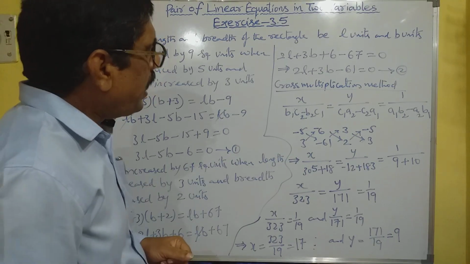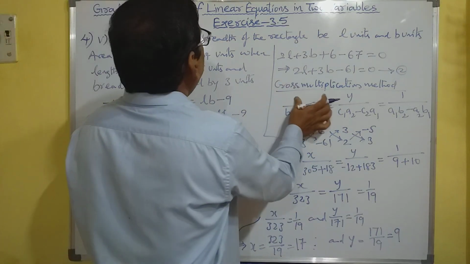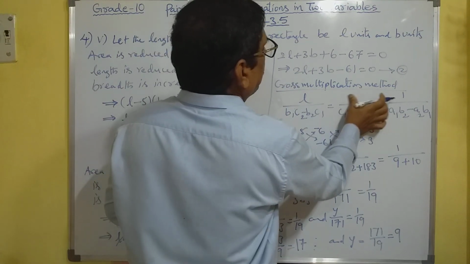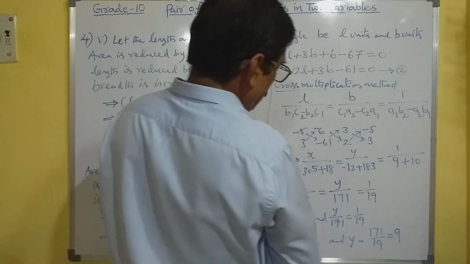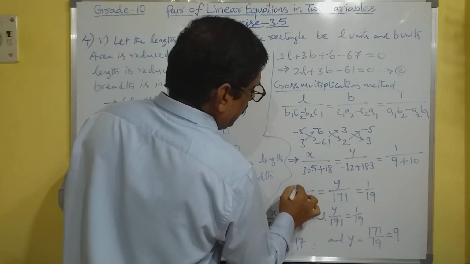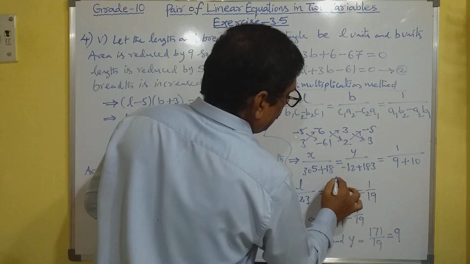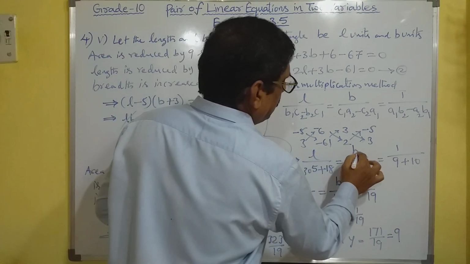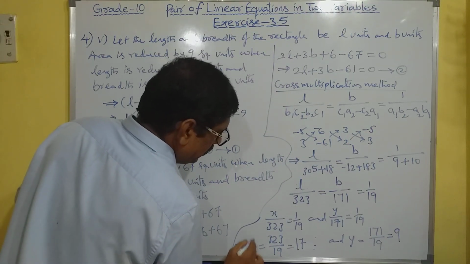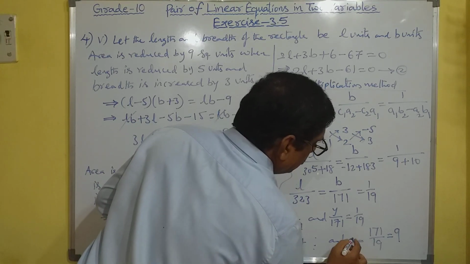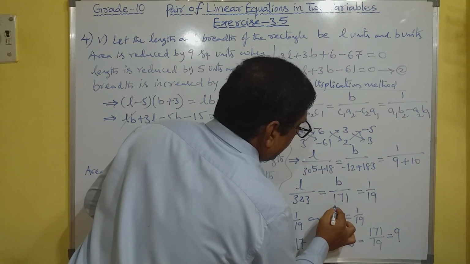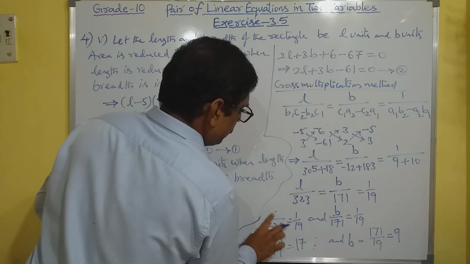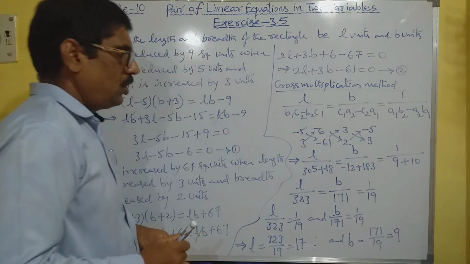Actually here instead of x and y, we have taken length and breadth L and B. So here finally, by using the cross multiplication method, we get the length and breadth are 17 units and 9 units respectively.